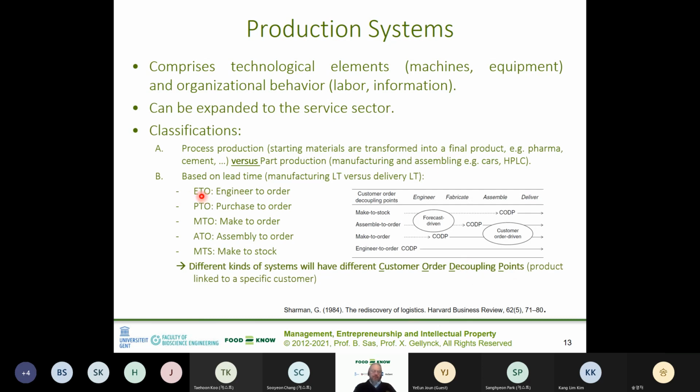So you have classification of ETO, so engineer to order, over to purchase to order, make to order, and make to stock. For instance, make to stock is cell phones. So the factory is not going to wait until a customer places an order to start producing a cell phone. So here you're producing cell phones which are in the warehouse, which are going to companies around, shops around the world, and then a customer goes and buys a cell phone. But it's make to stock.